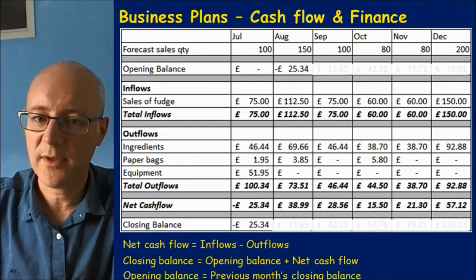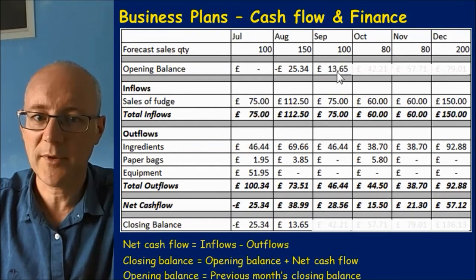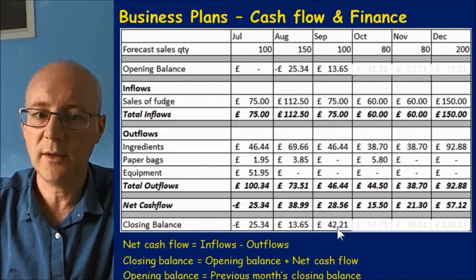And then I do the same thing again. So closing balance is opening balance plus net cash flow. Therefore, I've got to do minus £25.34 plus the £73.51 gives me £13.65 positive. So by August, I'm into a positive cash flow situation. Same again, my closing balance for August becomes my opening balance for September, £13.65. Add on the £28.56 net cash flow, takes me up to £42.21.